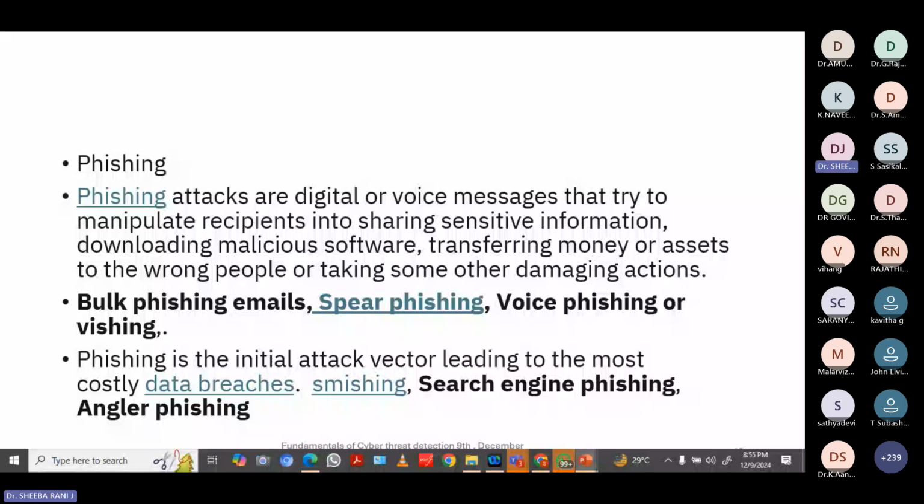And then angler phishing is a cyber threat that targets people on social media. Nowadays, we see so many WhatsApp groups. Once they have some business, they also make us a member of those groups, and we don't know whether that is a genuine WhatsApp group or not.